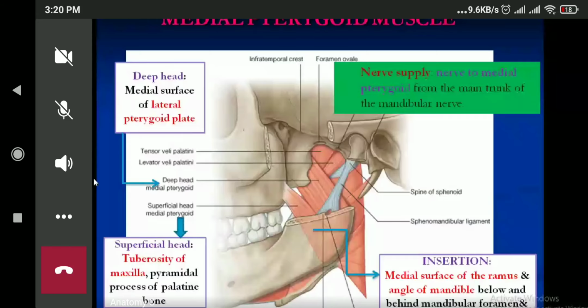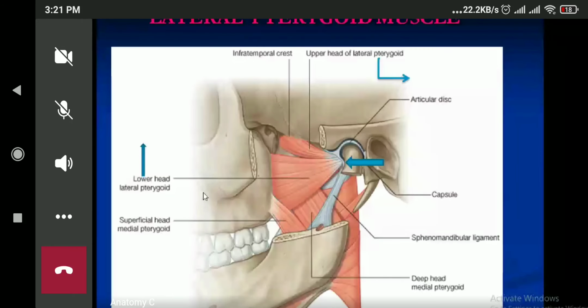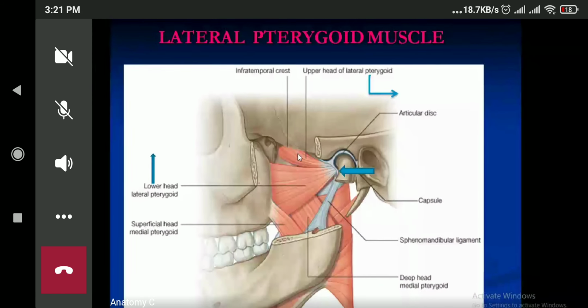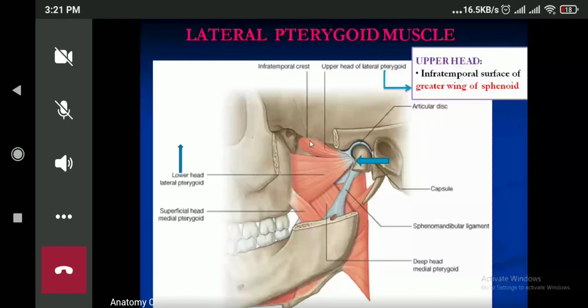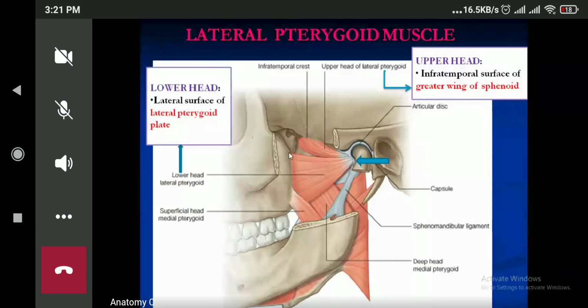Now, the next one is the lateral pterygoid muscle. This lateral pterygoid muscle also has two heads. This is the upper head and this one is the lower head. Now, where does the upper head arise from? The upper head will arise from the under surface of the greater wing of sphenoid, or the infratemporal surface of the greater wing of sphenoid. Next is the lower head. The lower head will arise from the lateral surface of the lateral pterygoid plate.